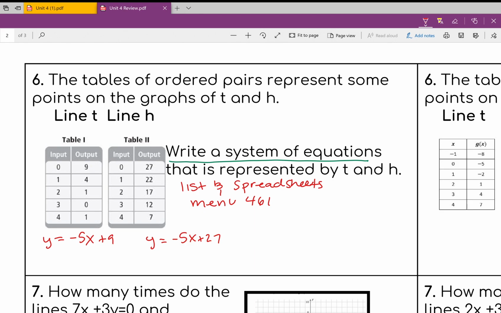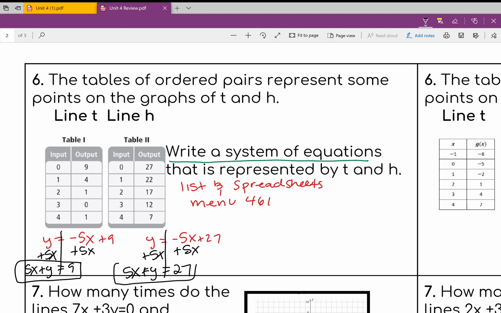However, even though these are our answers here, on the test, it might put it in standard form. So remember, when we have standard form, x and y have to be on the same side. So if I was to move the x's over here, I would have to add 5x, which makes my new answer 5x plus y is equal to 9. Remember, x and y have to be on the same side. Same with this one. I would add 5x, I get 5x plus y is equal to 27. So these would be the answers that would pop up on the test, the standard forms.